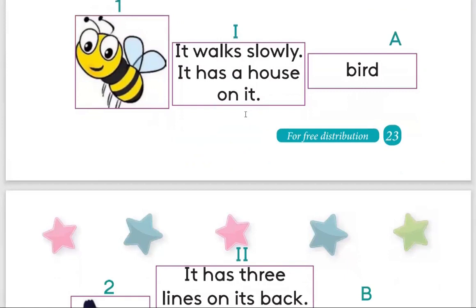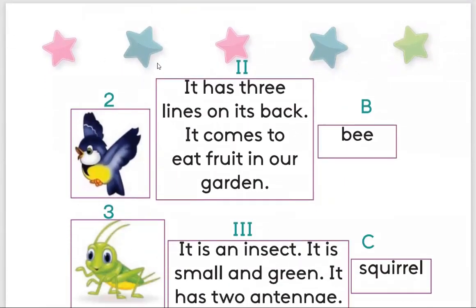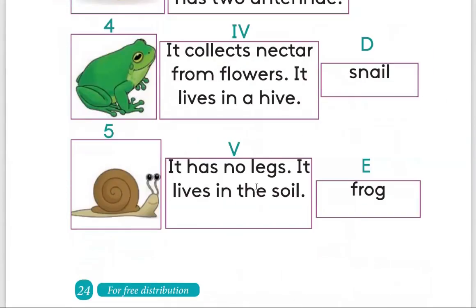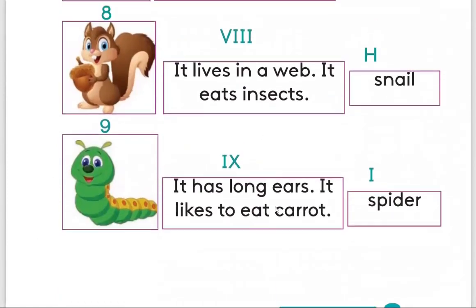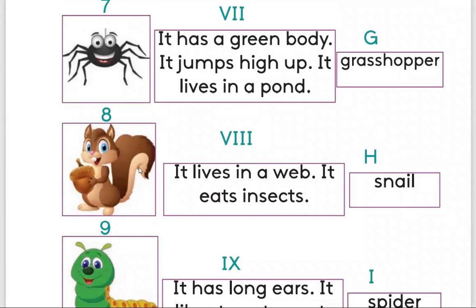Then let's see the second one. See, it has three lines on its back. It has three lines on its back. Again, it has three lines on its back. It comes to eat fruit in our garden. Who has three lines? Let's see. See, we can see the squirrel. It has three lines on its back.